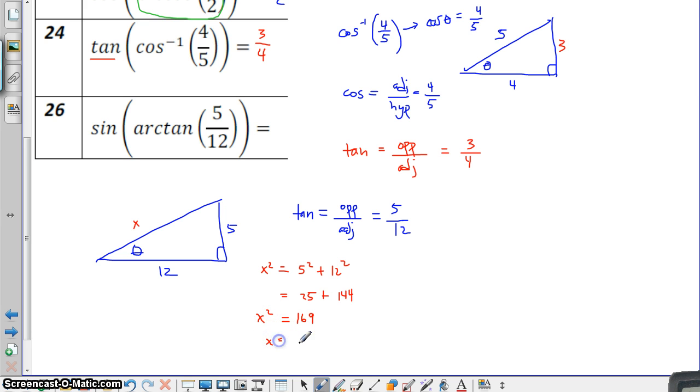So that means x is 13. Take the square root. So my triangle is 5, 12, 13. Also another common triangle if you want to memorize that one. So now take the sine of all of this. Sine of theta would give me, let's see, sine is SOHCAHTOA opposite over hypotenuse, which would be 5/13. So the answer is 5/13.